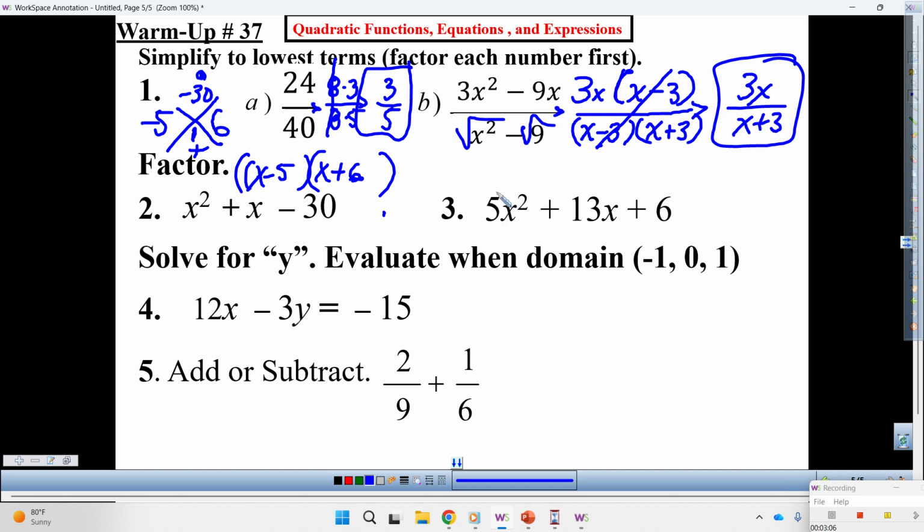Next, we need two factors for number 3. And once again, there's a 5 in the front. So 5 times 6 is 30. And then 13 down here. Two numbers I multiplied to give me 30 are 10 times 3. When you add them, give us 13. However, we have this 5 in the front.